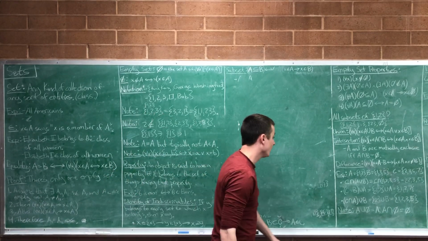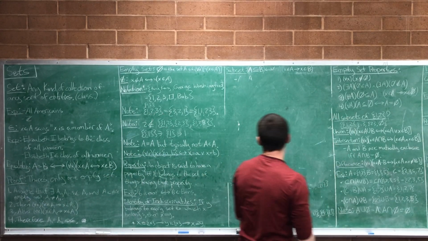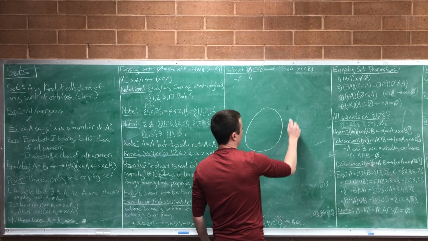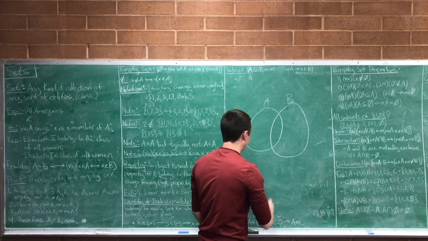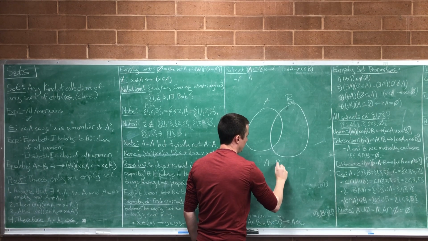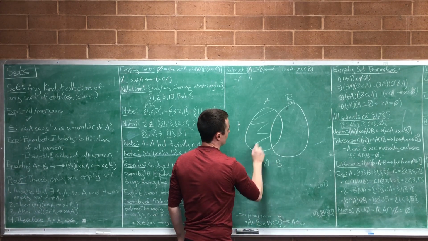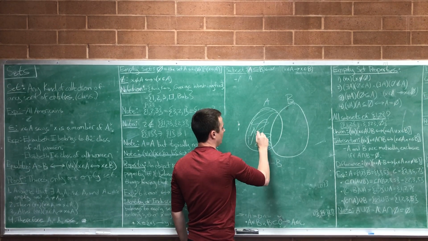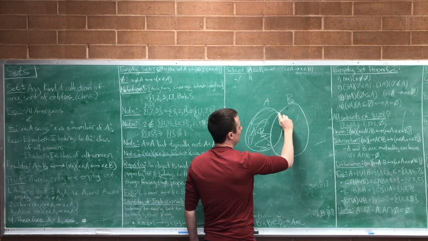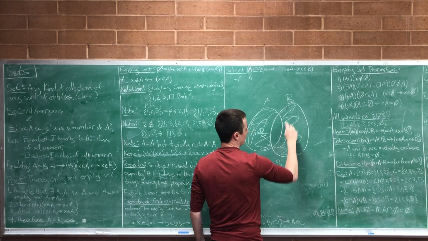Okay. And then set difference. Let's draw a picture of it real quick and then we'll go over the definition. Here's A, here's B. The set A minus B, that's all these points over here. That's everything in A that's not in B. A minus B is over here. B minus A are the points over here.